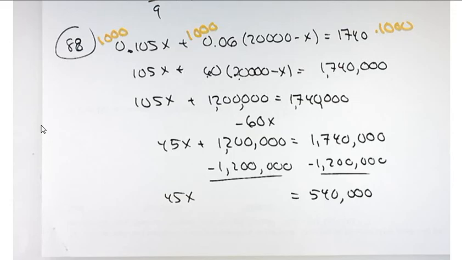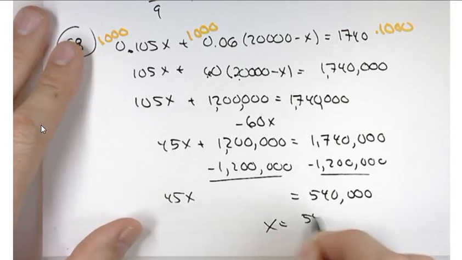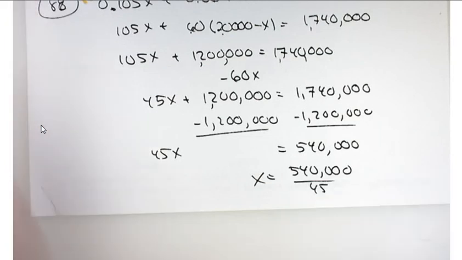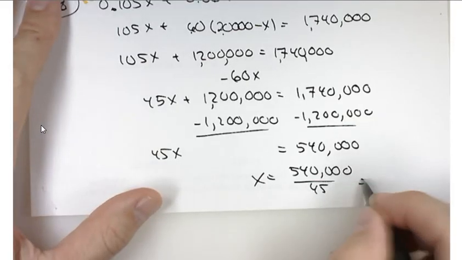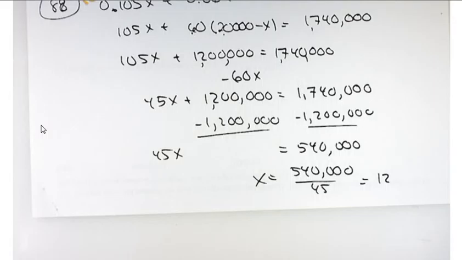Okay, so x equals 540,000 divided by 45. Boy, I just feel really undermotivated on this one. Let's see. 6, 2, 1, 2, 12. How many zeros? 120. No, it can't be 100. 12,000?